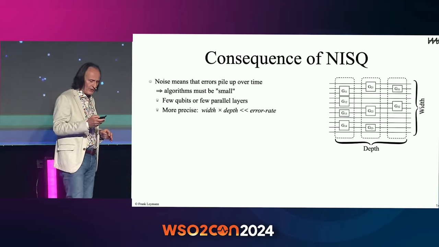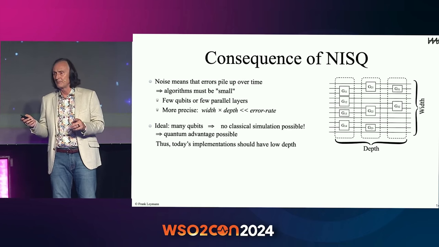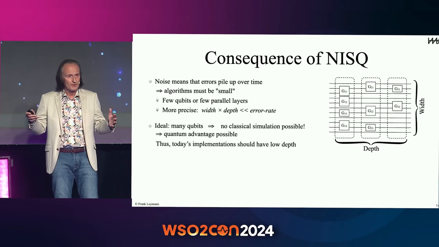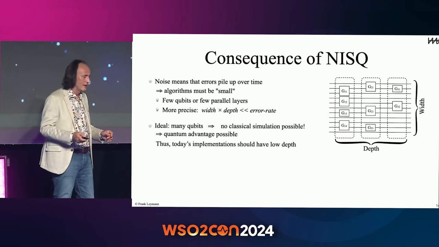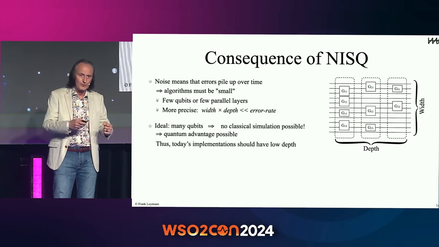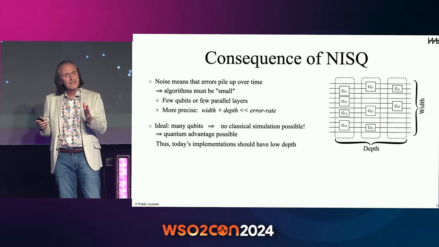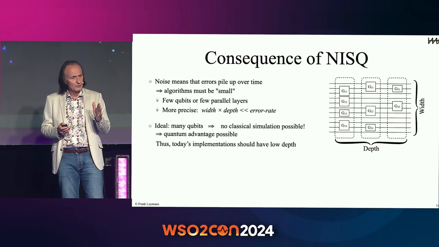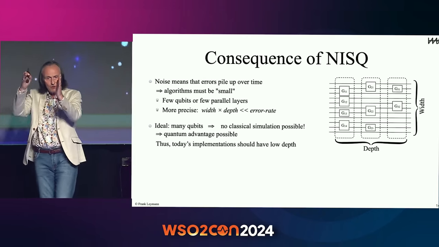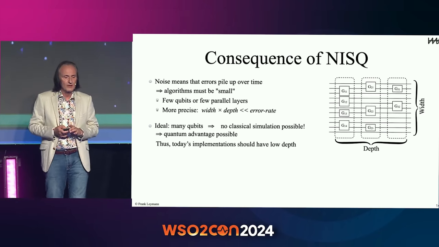The consequence is, ideally, you use many qubits, because if you have many qubits, I said that before, you can't simulate them. If you have 100 qubits, you need thousands of GPUs, 10,000 GPUs, in order to simulate it. So typically, more than 47, 48 qubits can't be simulated, because then you need to turn all computers into a simulation machine for a quantum computer. So the more qubits you have, the more likely it is that you detect quantum advantage in your machine. The downside is that the algorithm must be small in the sense that you have only very few parallel layers to manipulate the qubits in parallel. We say that today's implementations must have low depth.